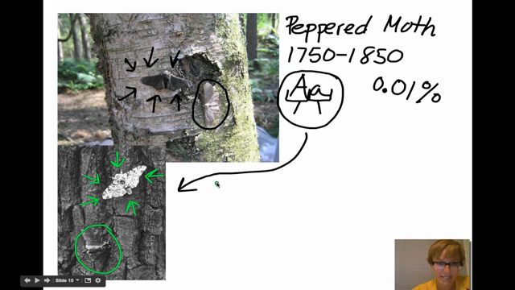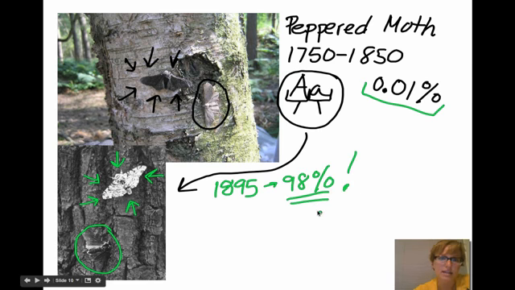So by 1895, which is at the end, well, past the Industrial Revolution, the allele frequency for the dark moth, so it was at 0.01%. The allele frequency for the dark moth was at 98%.